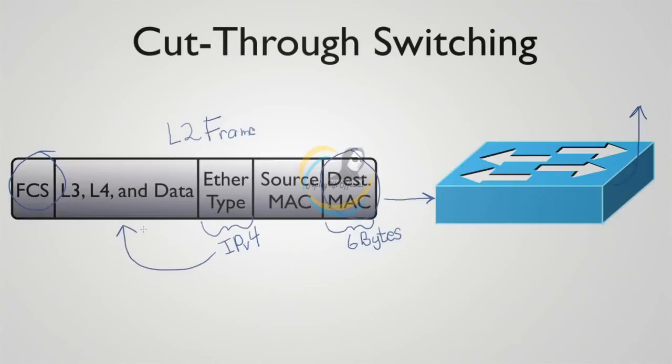But basic cut-through switching, what you're responsible for understanding for the CCNA exam, is that with cut-through switching, as soon as the switch sees those first 6 bytes, as soon as it sees the destination MAC address, it can start forwarding that frame, therefore decreasing latency. The downside is we might forward a corrupted frame, and we haven't taken the time to check that out yet.